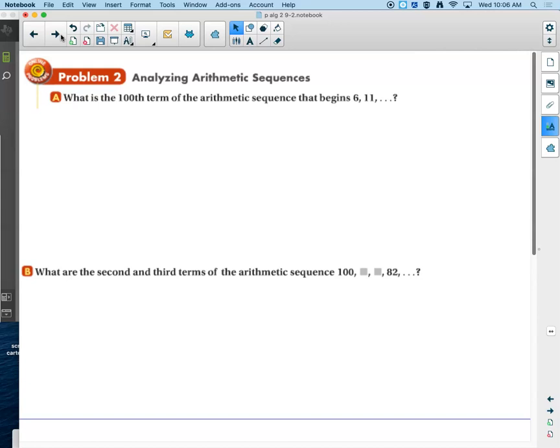Alrighty, so problem 2 says, let's start using some of these newfangled things that we know. Analyzing arithmetic sequences. What is the 100th term of the arithmetic sequence that begins 6 and 11? Well, I don't know about you, but I don't want to do all 100 of them. So that means I would use an explicit formula, because I'd just like to be able to put 100 in for n and get my answer.